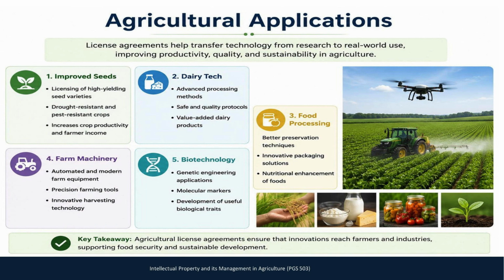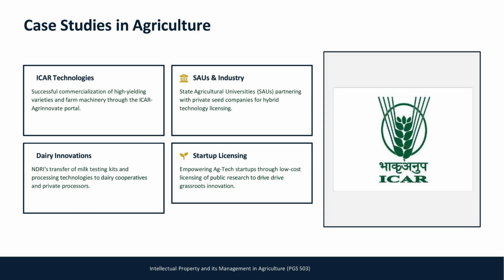Let's continue with case studies in agriculture. The first case study is ICAR Technologies. Successful commercialization of high-yielding varieties and farm machinery through the ICAR AgriNovate portal. The next case study is SAUs and industry. State agricultural universities partnering with private seed companies for hybrid technology licensing.